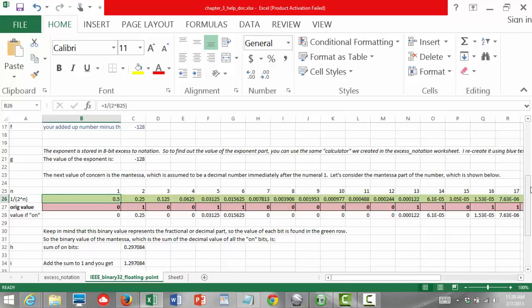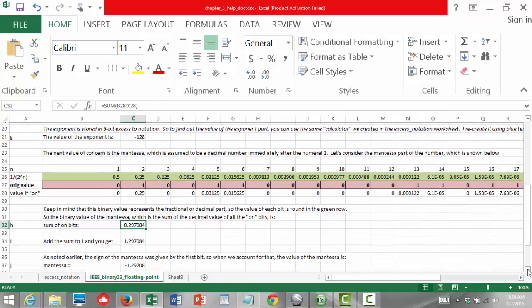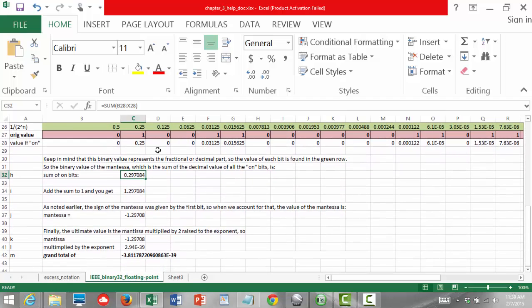If you scroll down, you can sum up the turned on bits, but that number is assumed to be added to the number 1. So your true number is this 1.297. The mantissa then is equal to, there's a sign. The first bit tells us the mantissa sign. So there's lots of parts to just figure out this mantissa number.